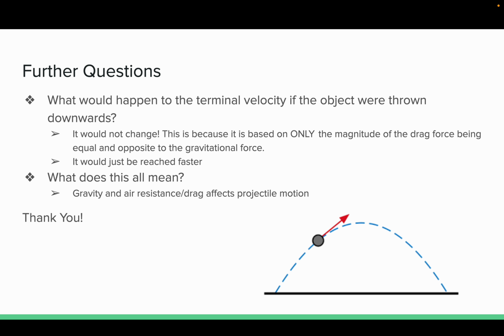Further questions. What would happen to the terminal velocity if the object were thrown downwards? The answer is that it would not change. That's because it's only based on the magnitude of the drag force being equal and opposite to the gravitational force. So basically the terminal velocity would just be reached faster.